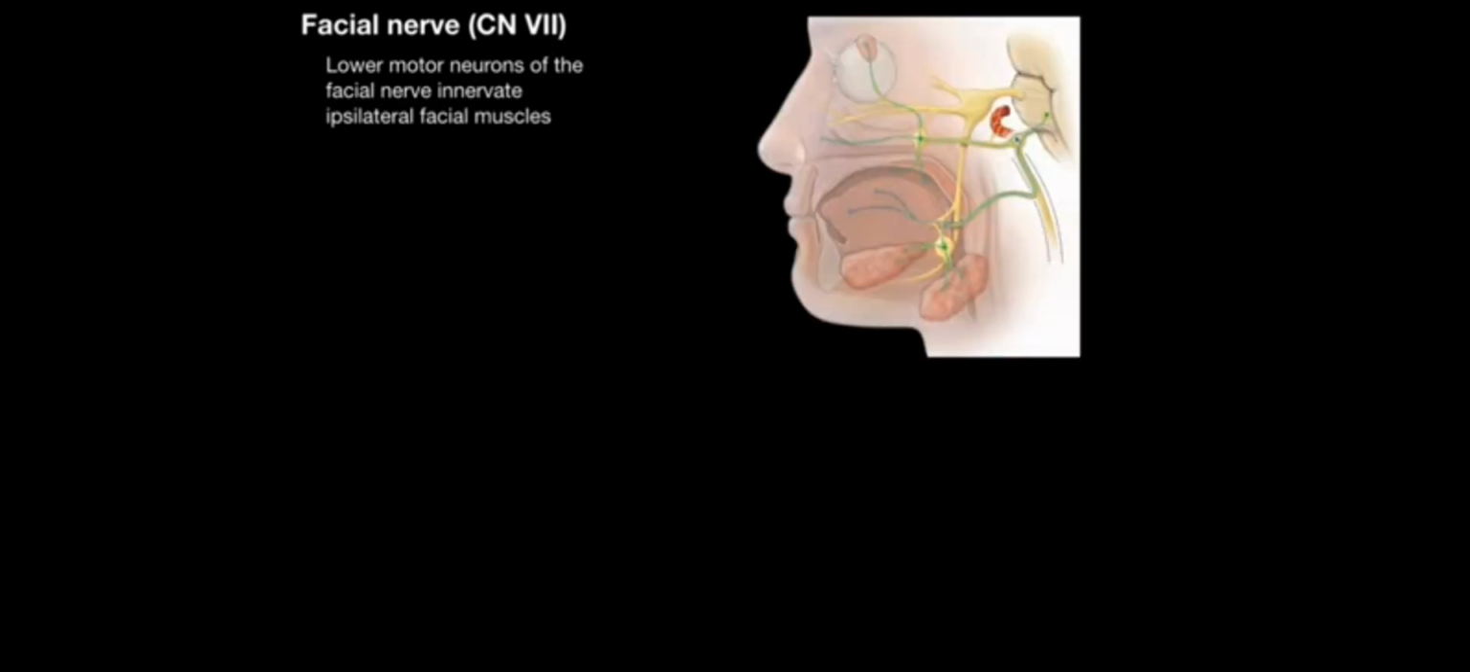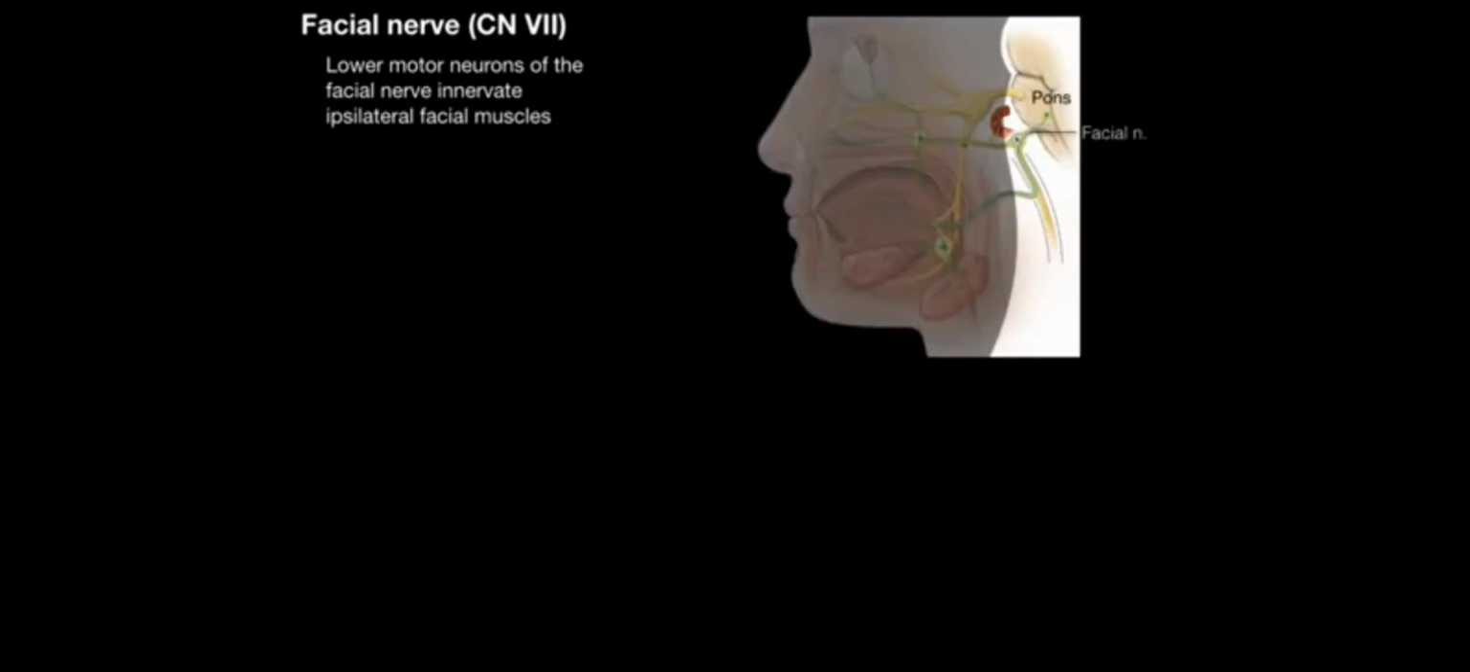Okay, so lower motor neurons of the facial nerve innervate ipsilateral facial muscles. Now, what does that mean? Well, here's a lateral picture of the head, and there's the pons, which gives rise to the facial nerve, which traverses the internal acoustic meatus and then gives rise to a branch called the facial nerve proper, which descends in the facial canal of the temporal bone.